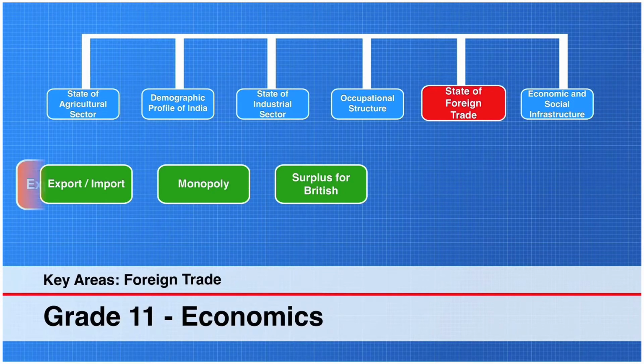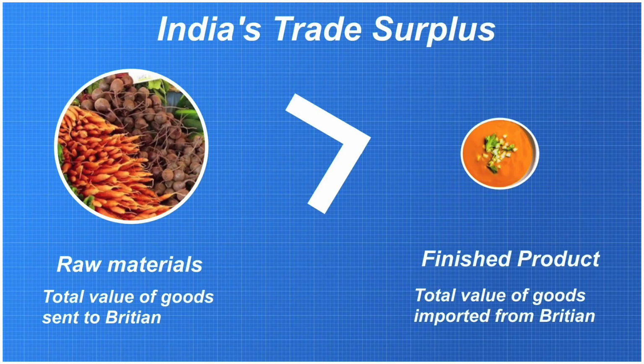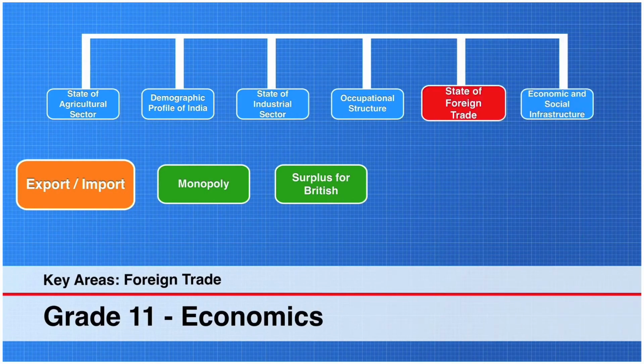Which leads us into the first topic: net exporter of primary products and importer of finished goods. As explicitly mentioned in the previous video, Britain exploited India for its raw materials, namely raw silk, cotton, wool, indigo, and sugar. These raw materials were then turned into finished products, for instance clothing, and then sold back to India.